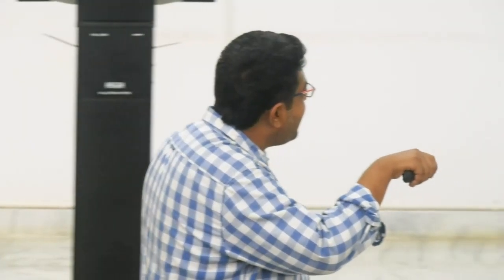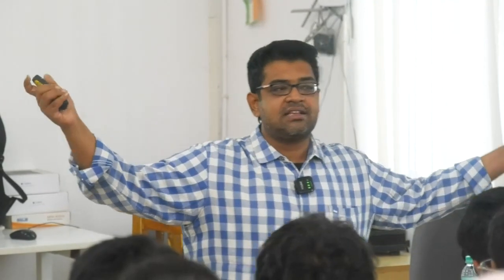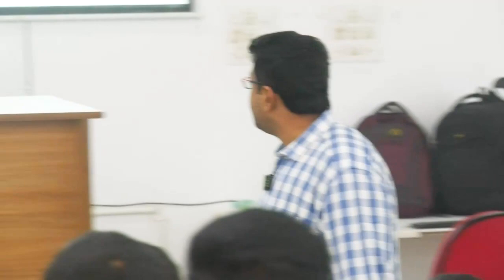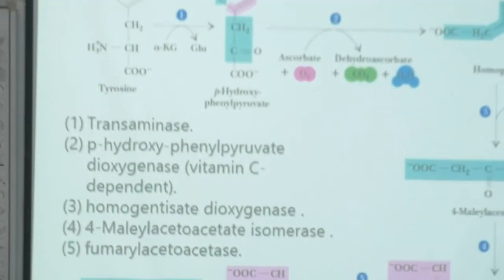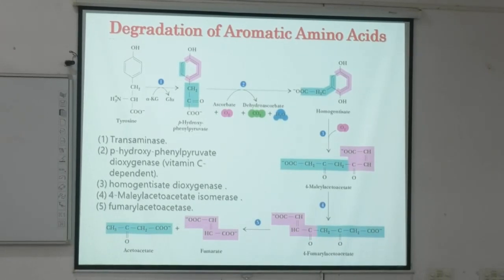Homogentisate oxidase. Okay, homogentisate oxidase. Once you use this to break up the homogentisate, you get maleylacetoacetate. After this, the entire thing is isomerization. This maleylacetoacetate will undergo isomerization to form fumarylacetoacetate. And then fumarylacetoacetate will break into fumarate and an acetate.